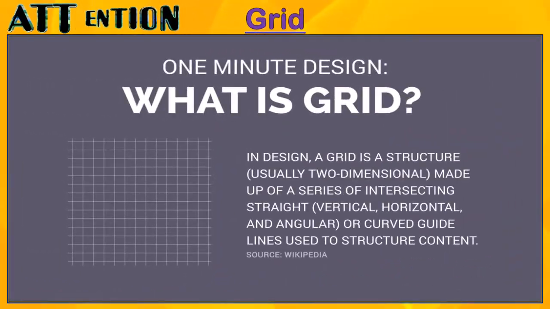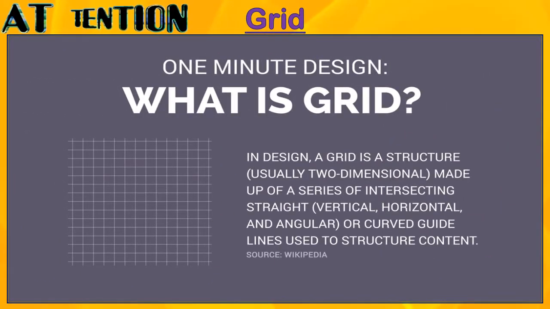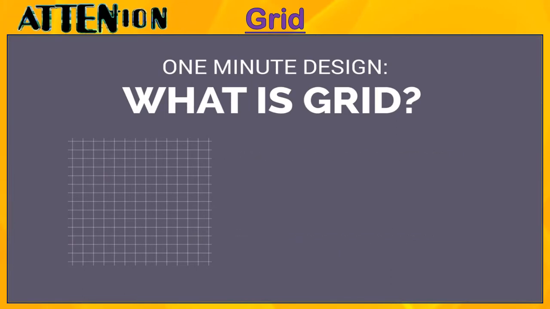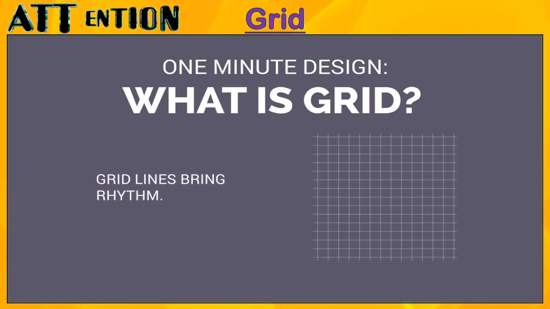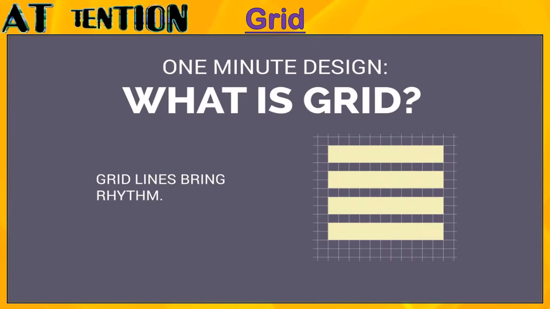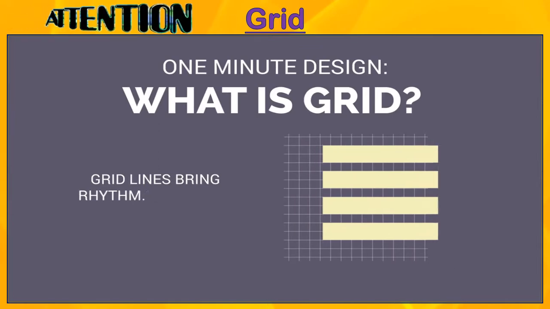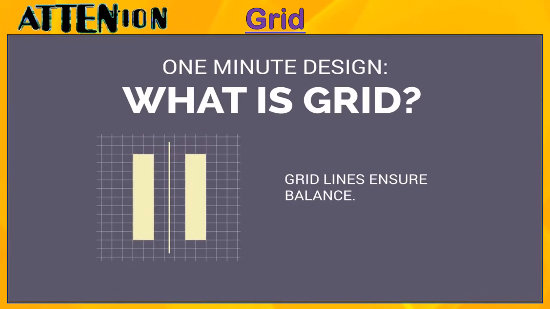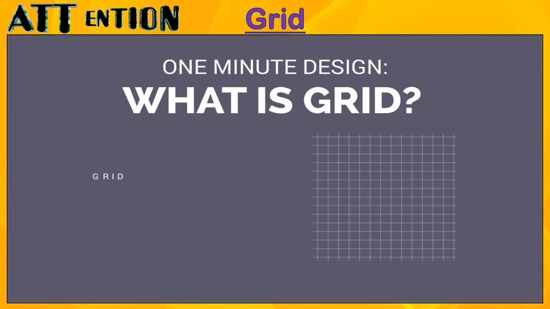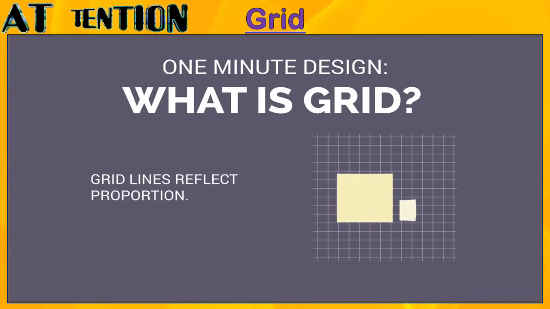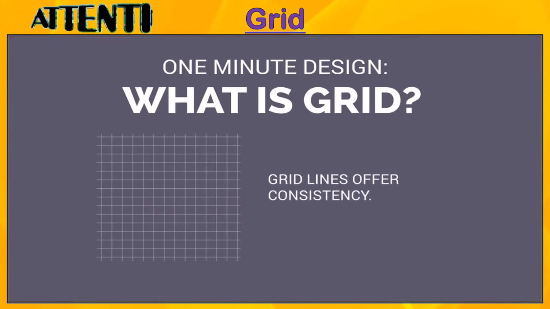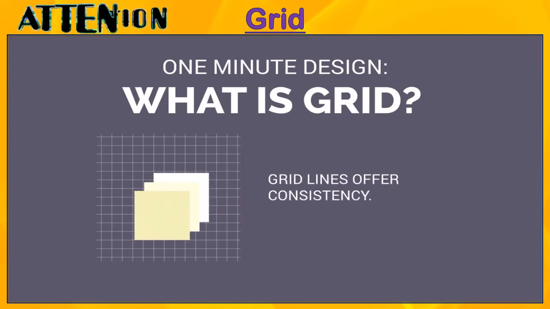Grid. In design, a grid is a structure, usually two-dimensional, made up of a series of intersecting straight, vertical, horizontal, and angular or curved guidelines used to structure content. Grid lines bring rhythm. Grid lines ensure balance. Grid lines reflect proportion. Grid lines offer consistency.